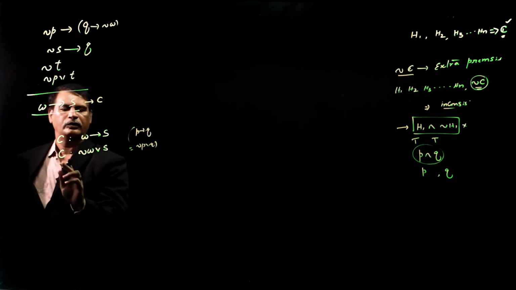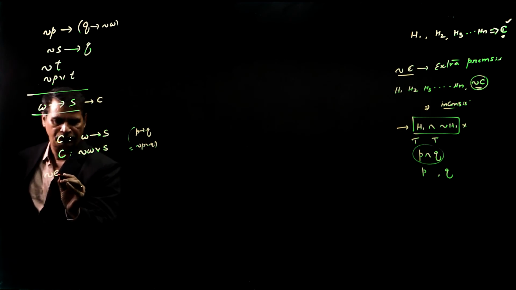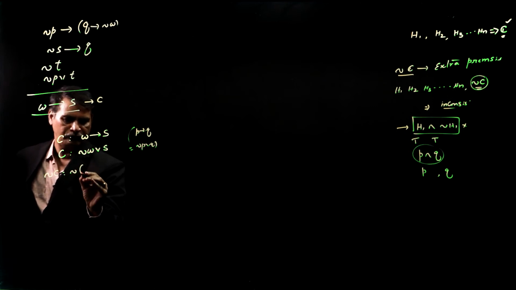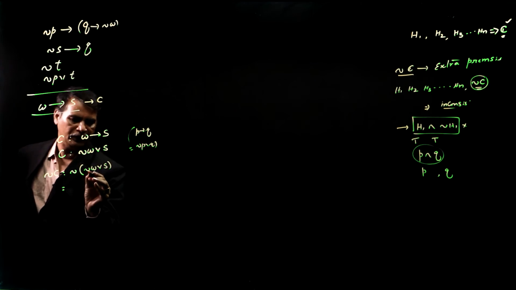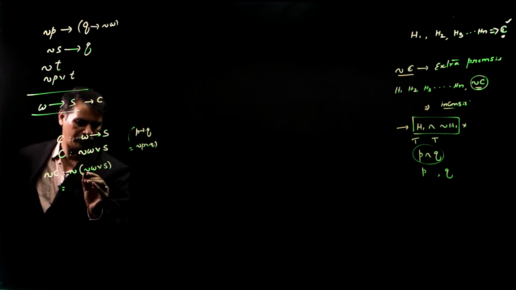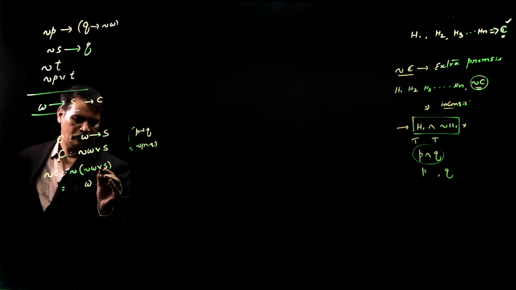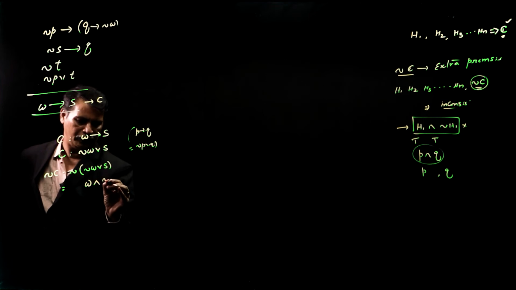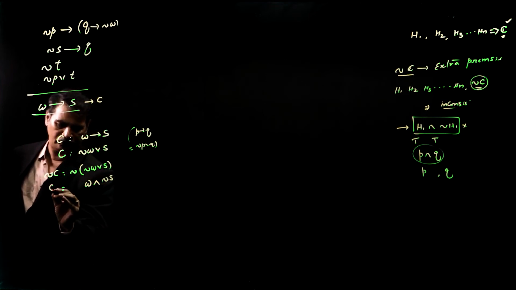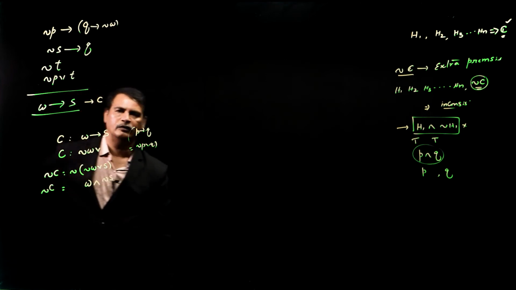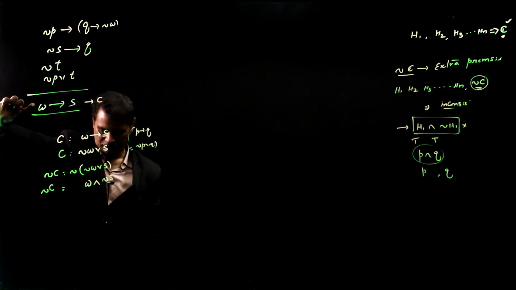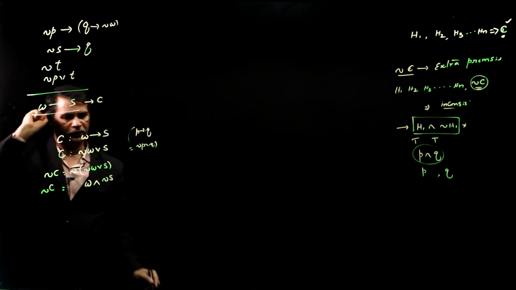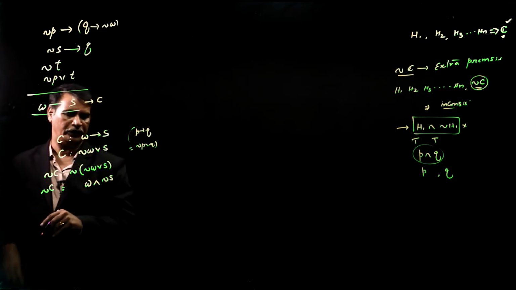Now, what will we do? Take the negation of C. That means negation of negation W or S. Negation of negation W is W, and you implement De Morgan's law: or converts into and, negation of S. So this is negation C. In the given data, to verify whether the conclusion is logically correct or not, first I take the negation of the conclusion.